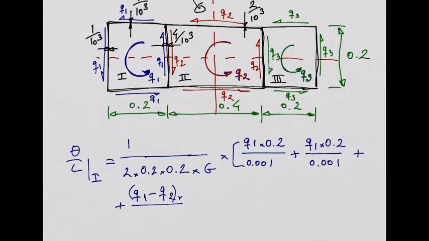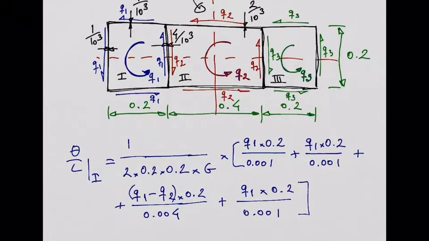We need to multiply this by the length of this wall, which is 0.2, and divide by the thickness, which is 0.004 meters. Right? Or 4 over 10 power 3. And the last wall we need to consider is this wall here on the top. We need to add this contribution, which is the shear flow is Q1, the length is 0.2, the thickness is again 0.001. And that's it. This is my contour integral for that cell number 1.